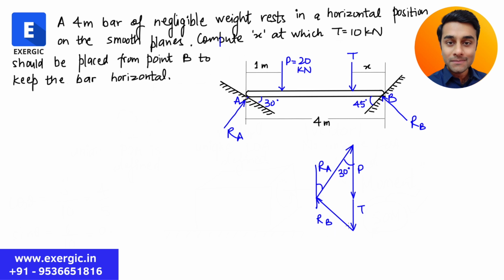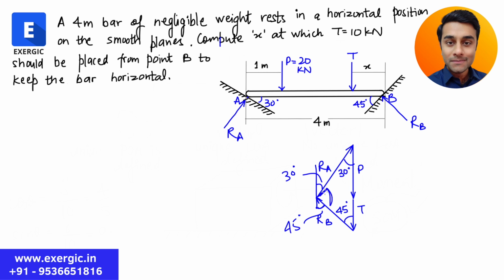Similarly, RB is making a 45° angle with the horizontal as well as with the vertical. From here, we had already concluded that. So here also a 45° angle is made from the vertical like this. So this angle here will be 45°. This angle will be 30°, right?